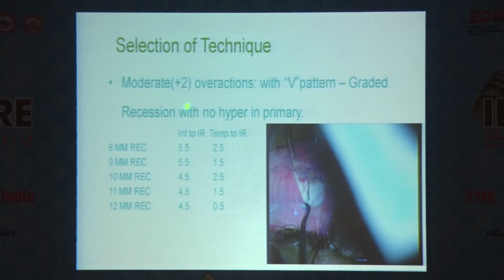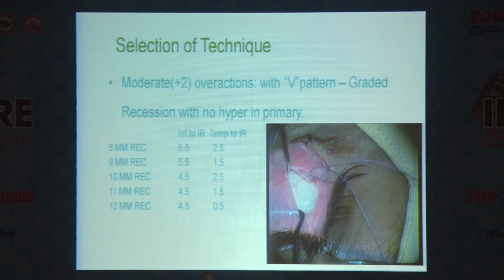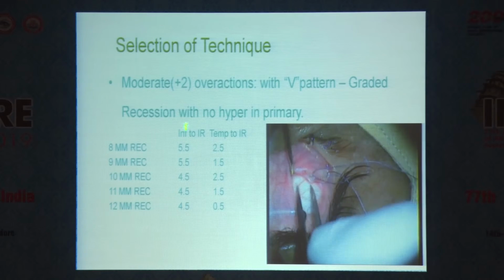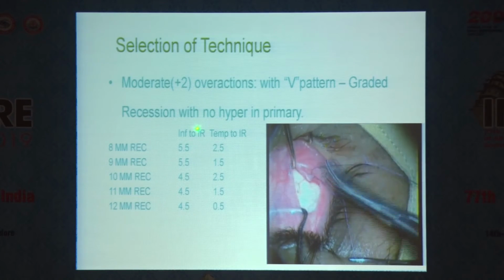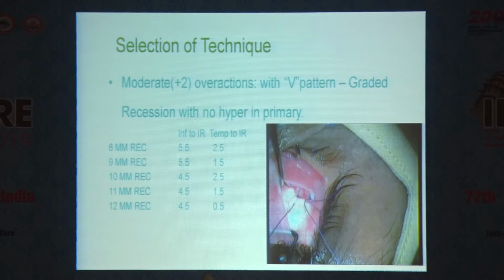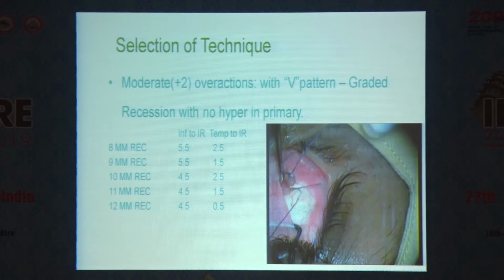So another technique is when we have a moderate overaction, but no hyper or very little hyper in primary position. I normally do a graded recession depending on whether it is +2, +3 infraoblique overaction. If there is not much of a hyper in primary position, we can go for graded recession, which was described by Apt and Call in their article in AJO.